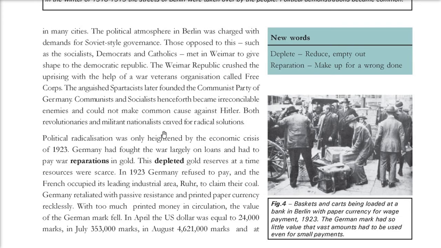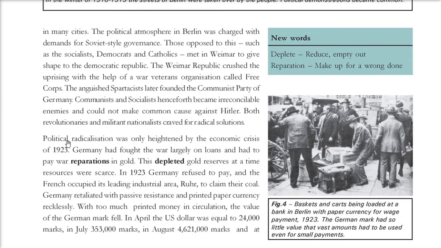Both the revolutionaries and militant nationalists craved radical solutions. But this political radicalization was not the only thing; it was heightened by the economic crisis in 1923. As I just mentioned, Germany fought the war with loans and had to pay the war reparations in gold. Reparation means making up for wrongdoing. Depletion means to reduce, to empty. So the gold reserves were depleted, and in 1923 Germany refused to pay because they did not have any money.